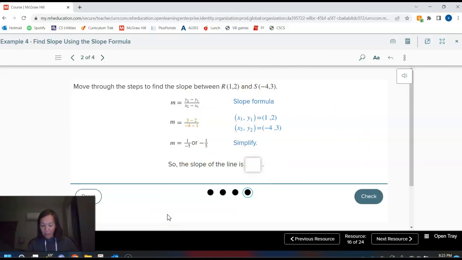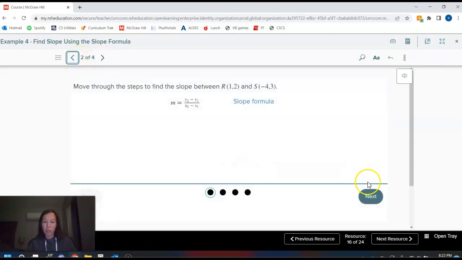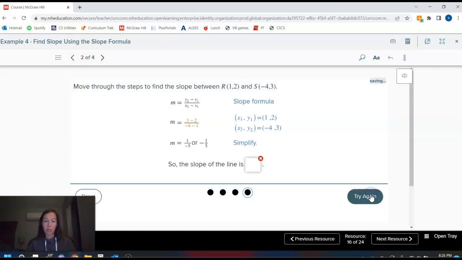It's kind of redundant, this book. Now, if we chose the other one to be, oh, here we go. Hold on. It doesn't let me go.